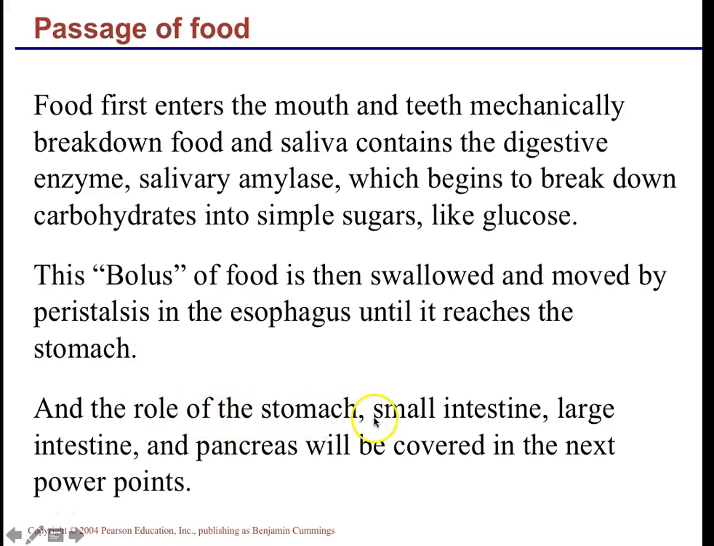And then the role of the stomach and the small intestine and the large intestine and things like the liver and pancreas will be covered in Part B. So I will leave you at this point and rejoin you then.